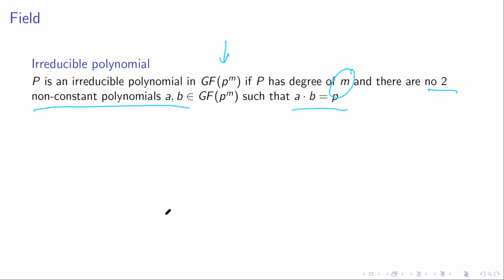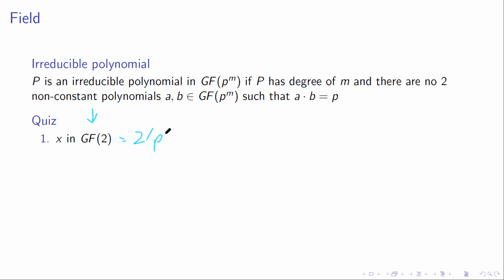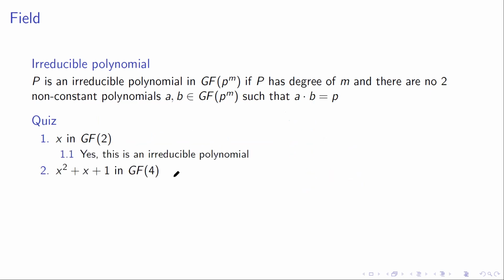For example, is this an irreducible polynomial? Let's see what is contained in GF2. GF2 is basically equal to Z/pZ, so it's equal to Z/2Z. So we have what elements? We have 0 and 1. If we multiply 1 and 1 together, we get 1. If we multiply 1 and 0 together, we get 0. We can never get x, right? So x is an irreducible polynomial.